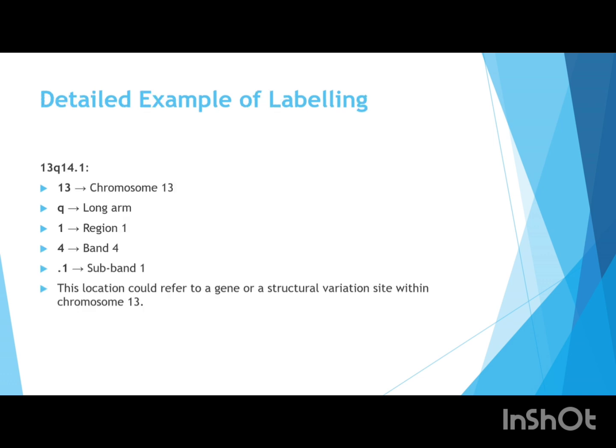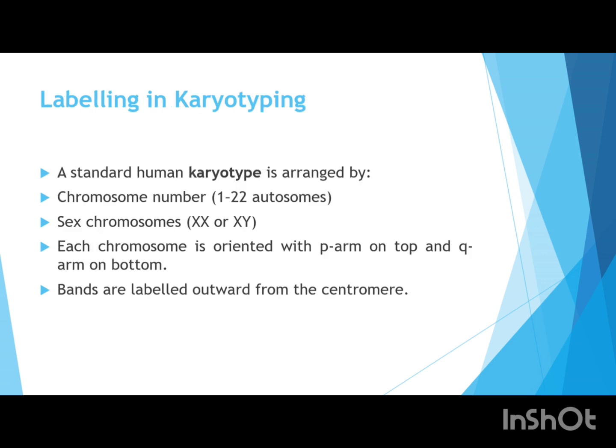Now, in a detailed example, we can see 13q14.1, which means it is chromosome number 13. The arm is q, 1 is the region, 4 is the band number, and .1 is the subband. So this is the location of a particular gene in chromosome number 13.